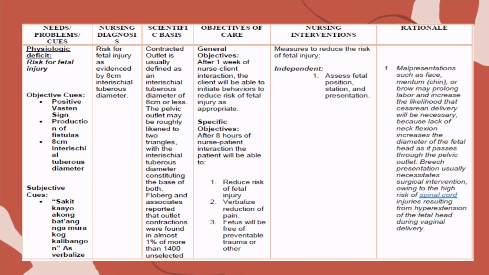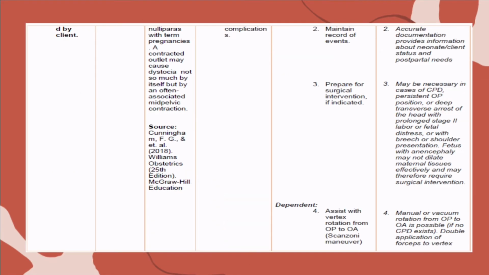For the scientific basis, contracted outlet is usually defined as an interischial tuberous diameter of 8 cm or less. The pelvic outlet may be roughly likened to two triangles with the interischial tuberous diameter constituting the base of both. Floberg and associates reported that outlet contractions were found in almost 1% of more than 1,400 unselected nulliparas with term pregnancies. A contracted outlet may cause dystocia not so much by itself but by an often associated mid-pelvic contraction.